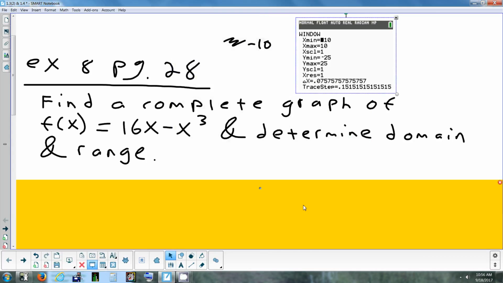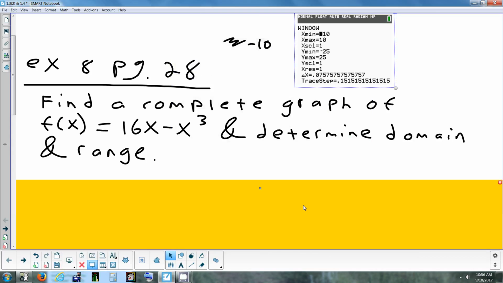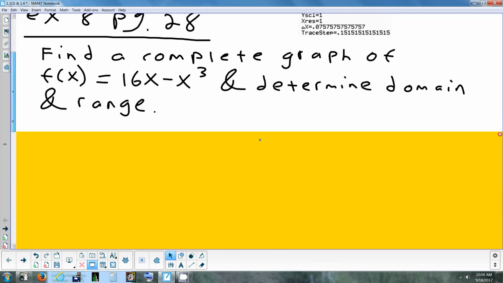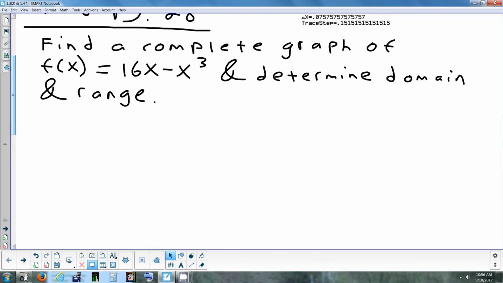Okay, so as far as your window, just write down these 4 values: x min, max and the y min and max. Now it says determine the domain and range. All right. So domain, what letter does that have to do with? X. So the domain is what you are allowed to plug in.